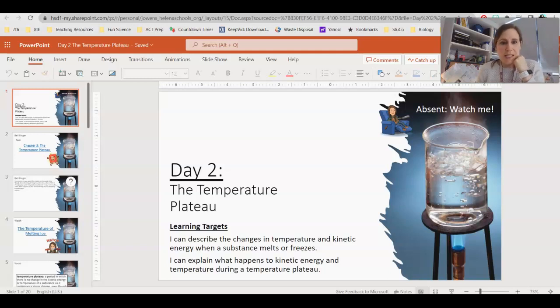Eighth graders, today's assignment is day 2 of the temperature plateau, and of course this is day 2 of our phase change engineering internship. If you haven't finished day 1, make sure you go back and complete day 1 first, because when we talk about the PCMs, it's really important that you have a good foundation about those PCMs before you talk about the temperature plateau today, because this is going to be digging more into how those PCMs work. So again, make sure you finish up day 1 before you start this assignment today.